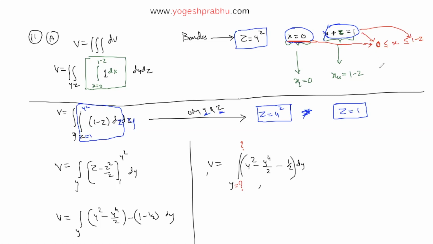Now what you do is you have to reduce it to y. You have to use these relations and reduce it to y. 0 is less than equal to x is less than equal to 1 minus z. That's why y square is less than equal to z is less than equal to 1. Z is y square.